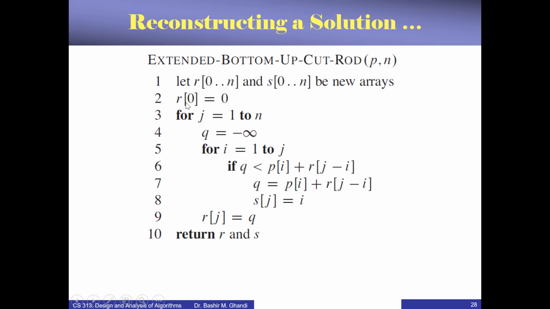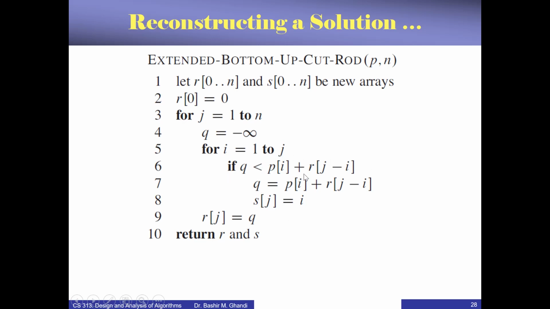Right. So as before, R0 is initialized to 0. The outer loop goes for j from 1 to n, because we have to compute for each possible value of n. We initialize our variable that we use to find the maximum revenue, that is, q, as minus infinity. Again, no change here. The inner loop for the particular value of j will go again for i from 1 to j, no change. The change is here.